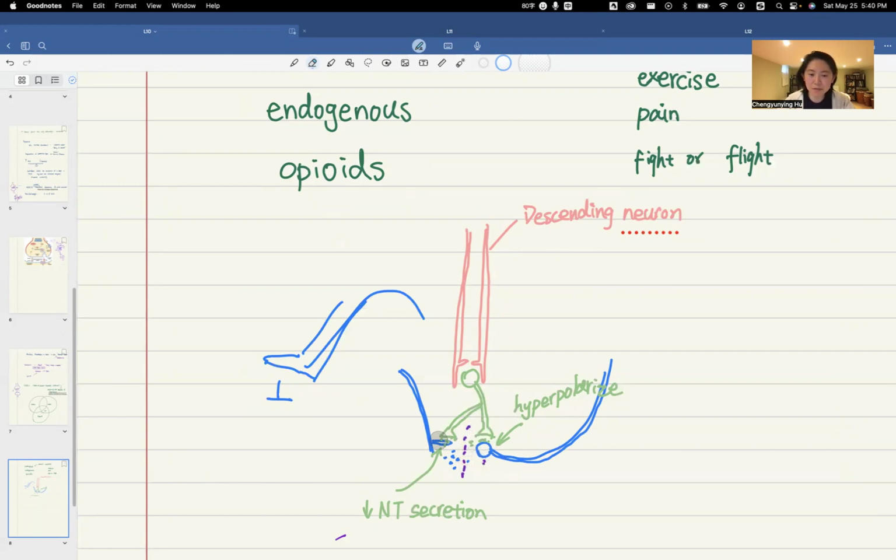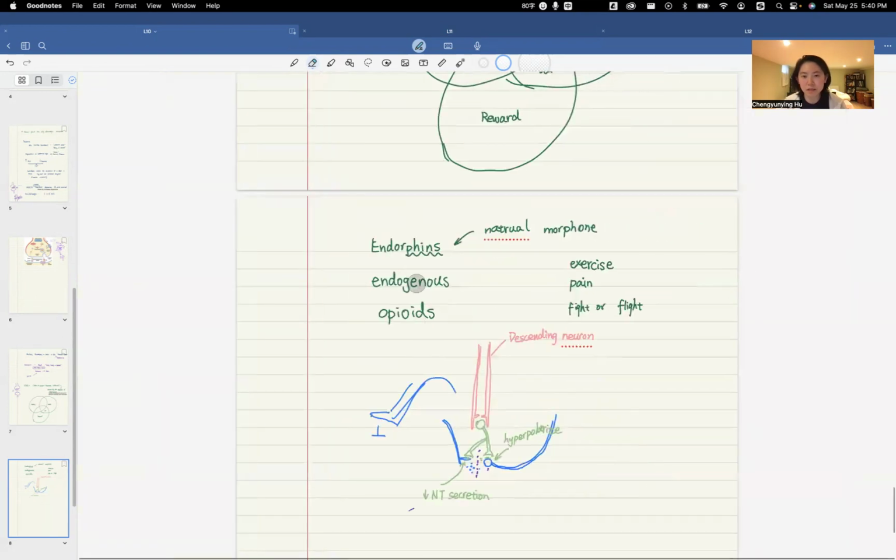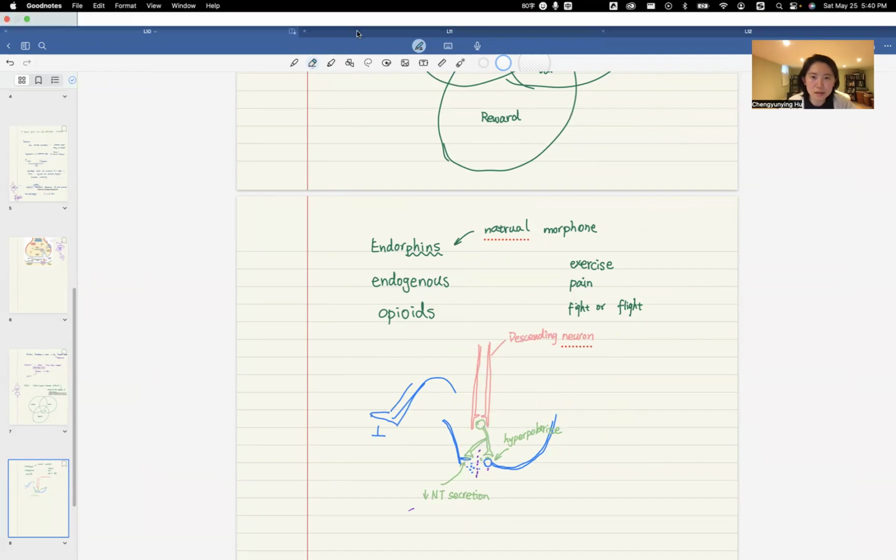And at this end, there will be less neurotransmitter being produced. So both ways, it makes this communication harder. That's endorphin, the endogenous opioid that's released here at the green. That's it for this lecture.